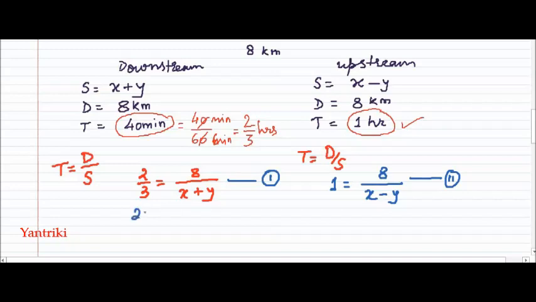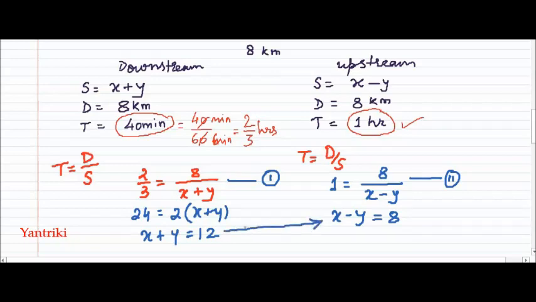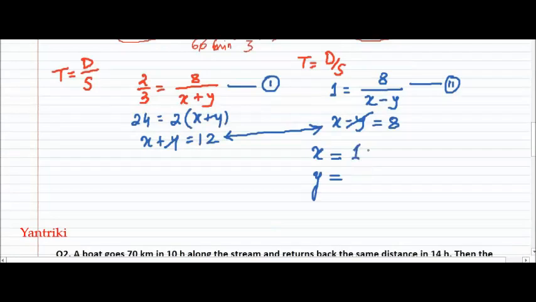We have 24 is equal to 2x plus y, and x plus y is equal to 12. Similarly here we have x minus y is equal to 8. Now solve these two equations. So if I solve these two, you will get x is equal to 10 km per hour, and the value of y will be 2 kilometers per hour. So I hope you understood this question.